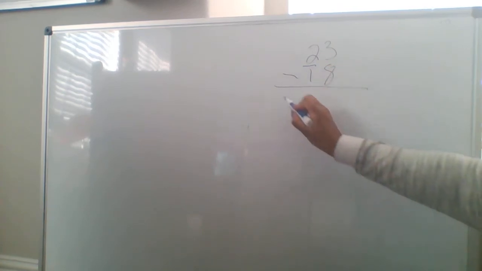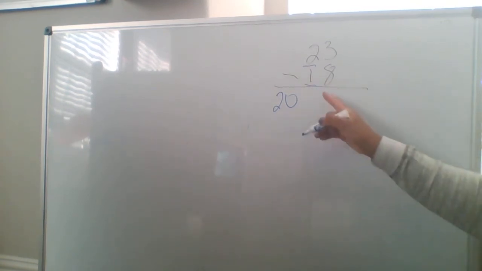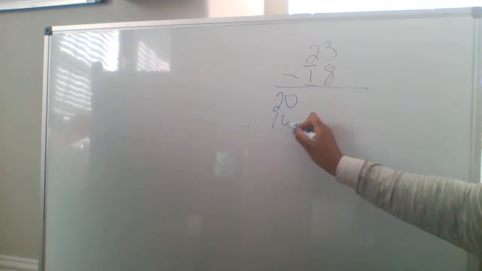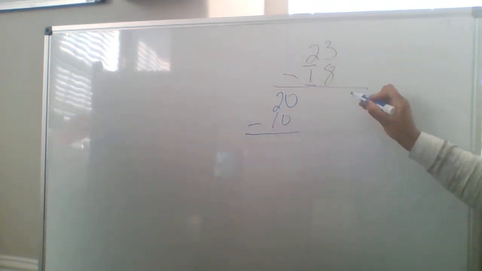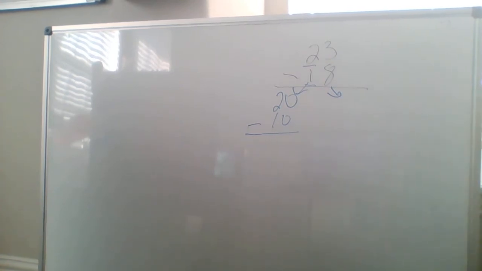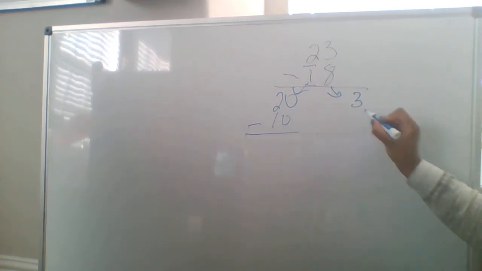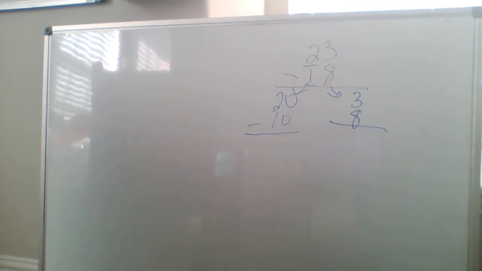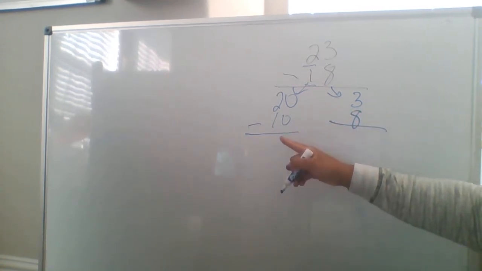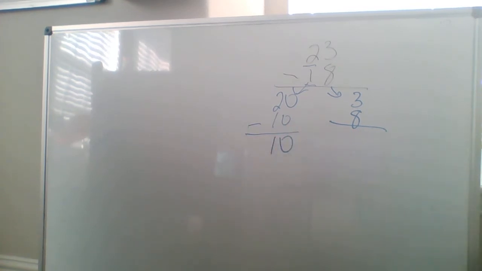2 is in what place? The tens place, which is 2 times 10. The 1 is in what place value? The tens place. What's 1 times 10? That's 10. Now let's look at this one here. The 3 is in the ones place. That's 3 times 1. And the 8 is in the ones place. That's 1 times 8. 20 minus 10 is 10, right?